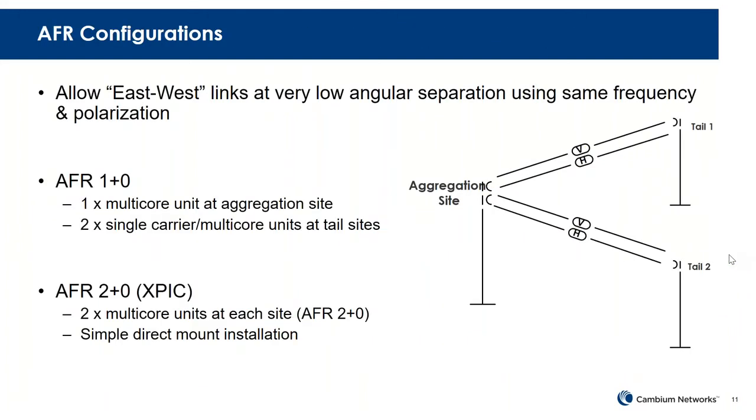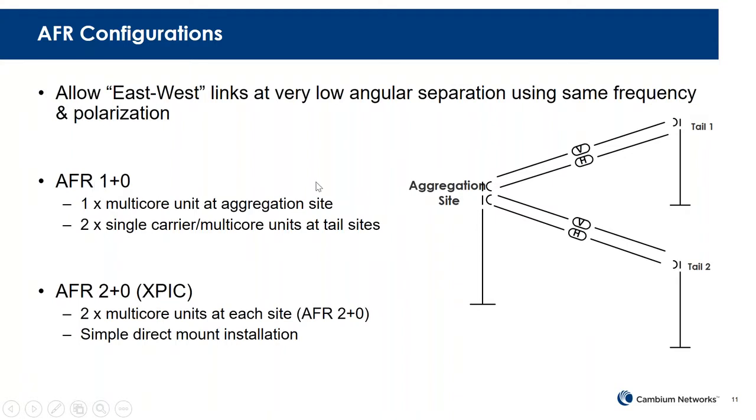So with AFR configuration, we support 2 configurations. One configuration is called AFR 1+0, which is already available. With AFR 1+0, at the aggregation side, you will have one multi-core unit, for example a dual core A20C at the aggregation side, and then you will have 2 A20S single core at the remote side, or we call it tail side.